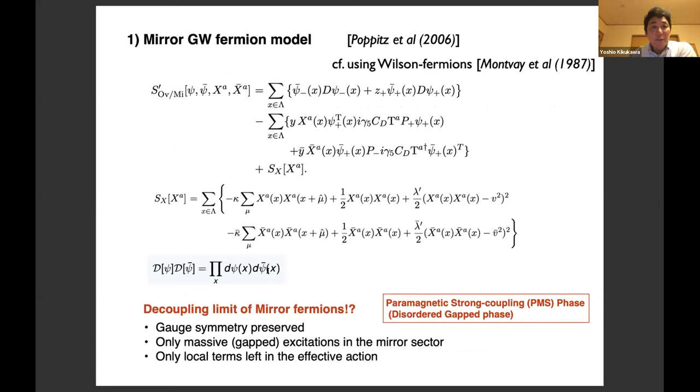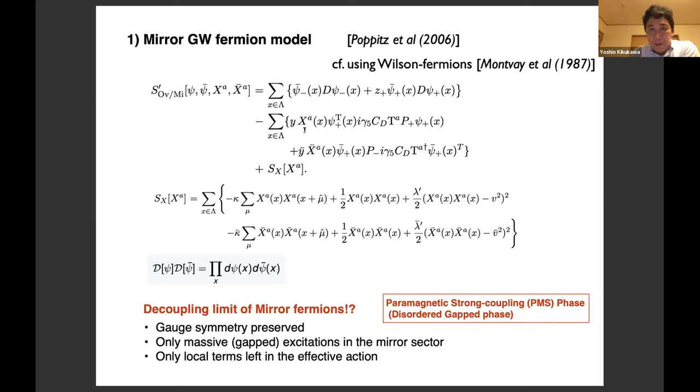In the Mirror Ginsparg-Wilson fermion approach, first studied by Professor Poppitz, we consider first the Dirac fermion in this way. But if we use the Ginsparg-Wilson fermions, it can be factorized into the left-handed part and right-handed part completely. Okay. Then you can introduce certain interactions. In this case, I wrote down the Yukawa coupling, I'm considering the SO10 case, and you can have a Majorana type bilinear operator, which transforms as an SO10 vector with this T^A matrix.